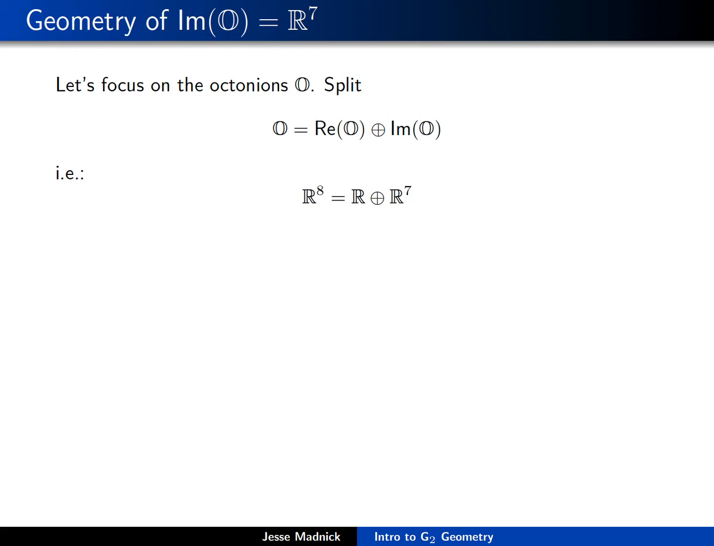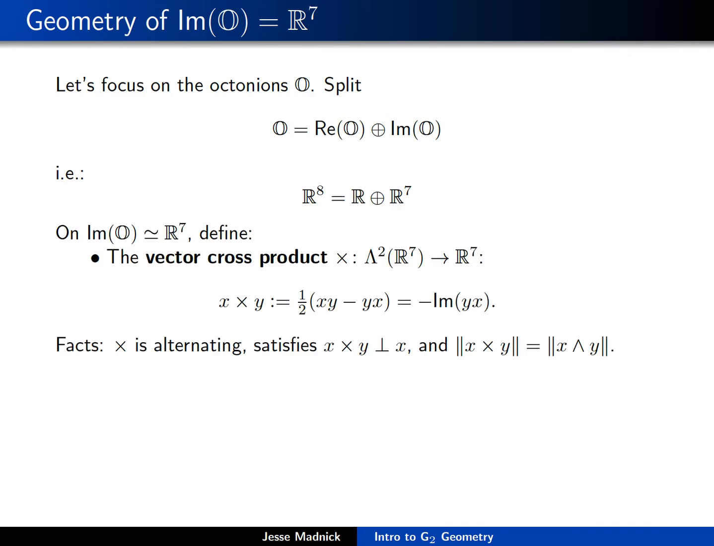Okay, so we're going to be focusing on the octonions, which we're thinking of as a copy of R^8. Let's split it into real and imaginary parts. So we have a real line, and its orthogonal complement, the imaginary octonions, is a copy of R^7. So the imaginary octonions, R^7, has some very interesting geometric structure, or linear algebraic structure, I guess. So one thing it supports is a vector cross product.